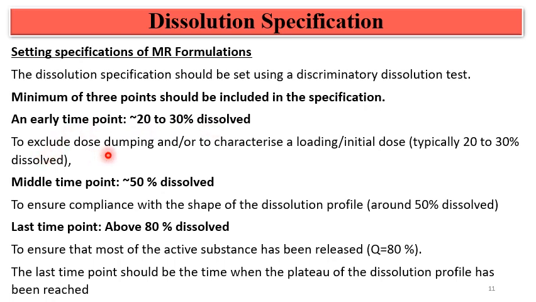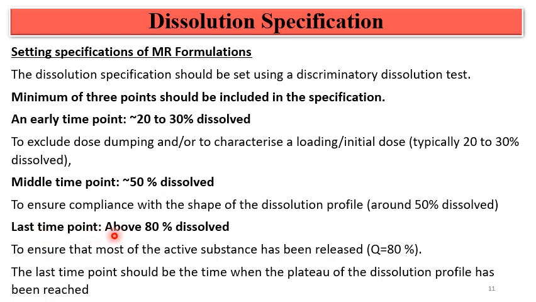This time point is included to exclude the dose dumping and to characterize a loading dose or initial dose. Some of the formulations are biphasic in nature and they release around 25 to 30% dose as a loading dose. So that should be confirmed from this. Also dose dumping is confirmed from this initial time point. Then there is a middle time point where 50% is dissolved. So such a time point should be selected where around 50% is dissolved. This is required to ensure the compliance with the shape of the dissolution profile. That means your MR design is still working in vivo. So that middle time point is included.